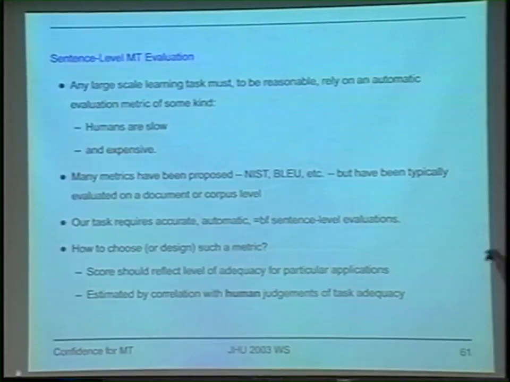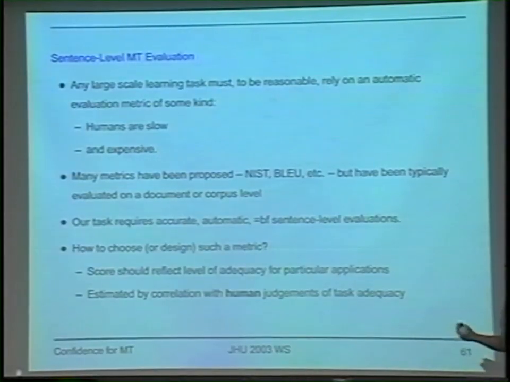So we've heard all these things all day. Clearly, automatic evaluation is useful because human beings are so inexpensive. A lot of the metrics that have been proposed, there have been demonstrated correlations with human judgments, but they've typically been at the document text corpus level, whereas we really require sentence level evaluations, and that would be in bold, I could say. So the question is, how would we pick such a metric from the ones available, or how might you design such a metric?